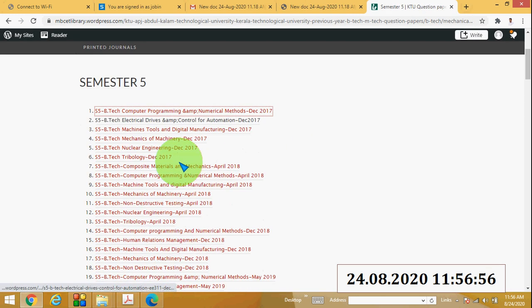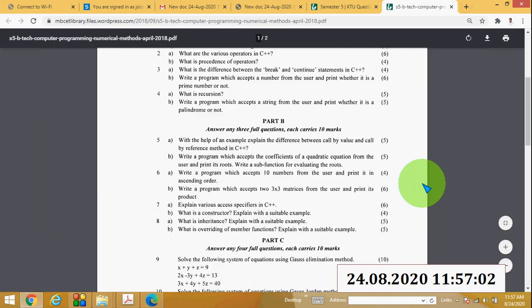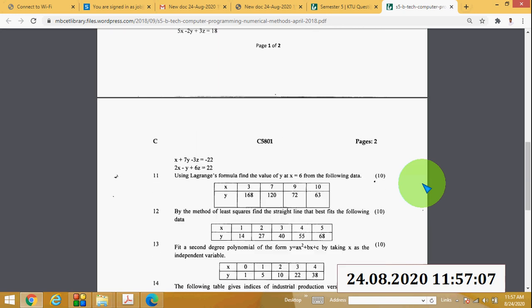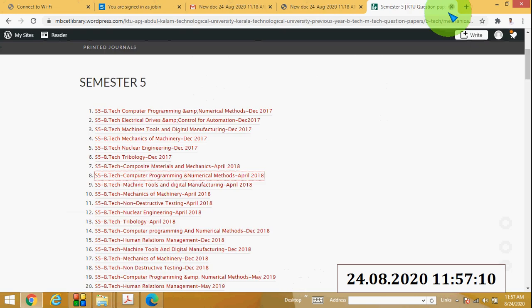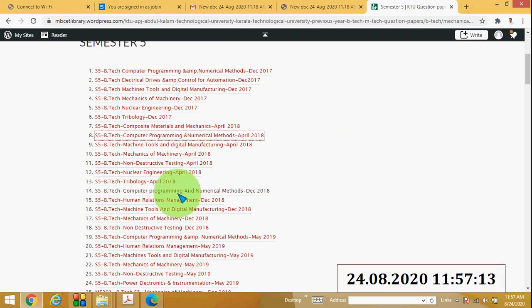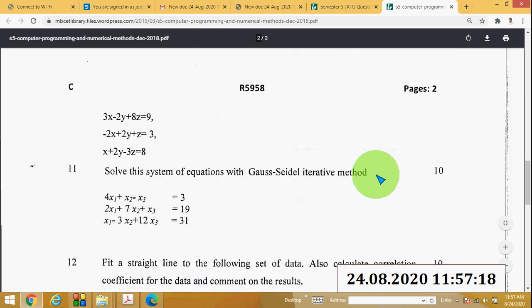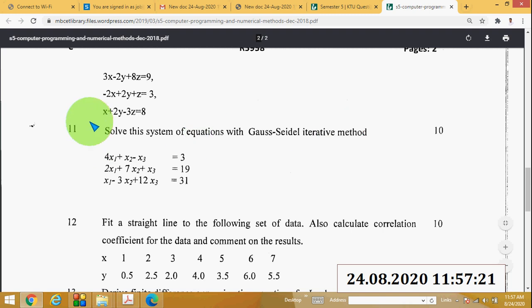Then another question, April 2018: here there is no problem related to the Gauss-Seidel method. Then the next question paper, December 2018, question number 11: solve the system of equations with the Gauss-Seidel iterative method. 4x1 plus x2 minus x3 is equal to 3, 2x1 plus 7x2 plus x3 is equal to 19, x1 minus 3x2 plus 12x3 is equal to 31. So for question number 11, you have to solve this.